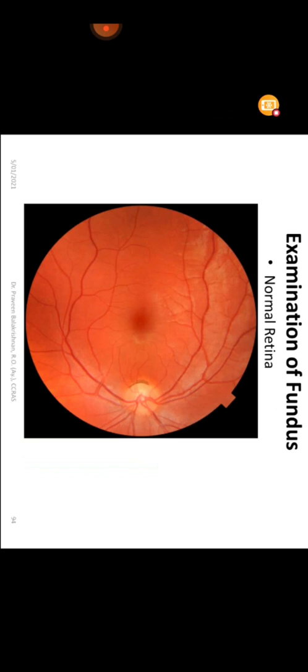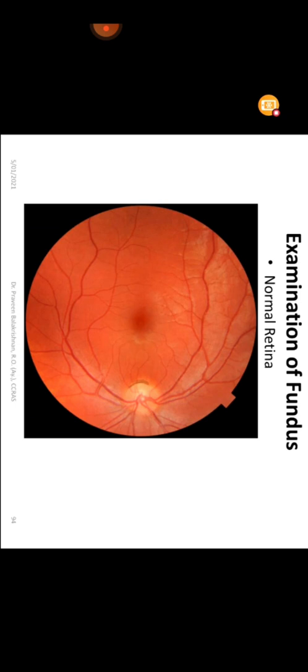Okay. Now we are coming to the last part of the eye, that is the retina. This is a normal retina, where, as I told earlier, there is an optic disc, a macular area, you have a fovea, and you have a foveolar area. This is how a normal retina is.